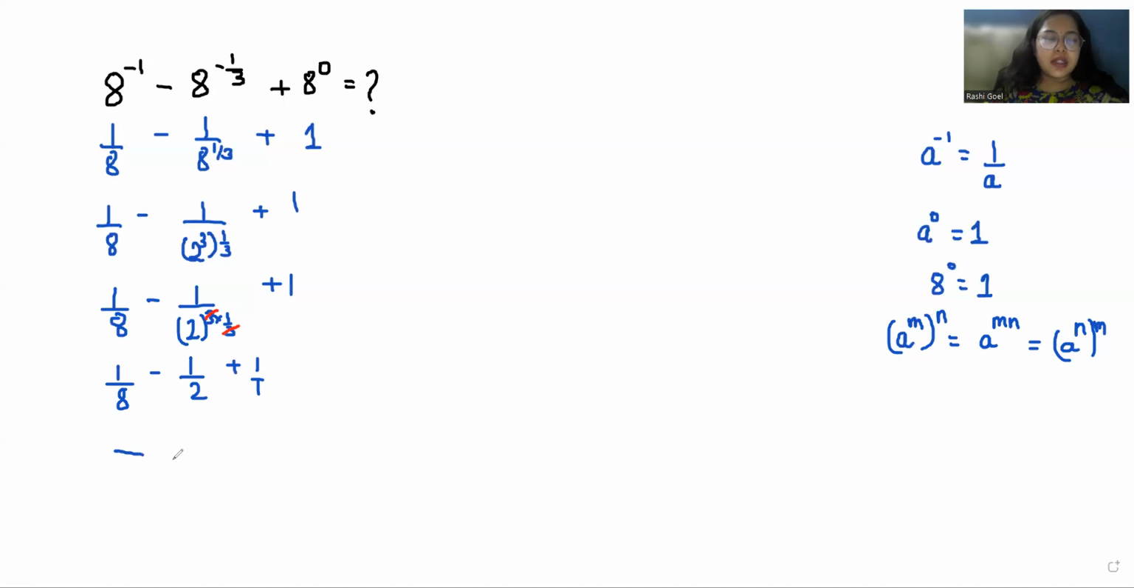So if I'll take LCM, so it is 8. 1 minus 4 plus 8. Now 8 plus 1 is 9. 9 minus 4 by 8, that is 5 by 8.